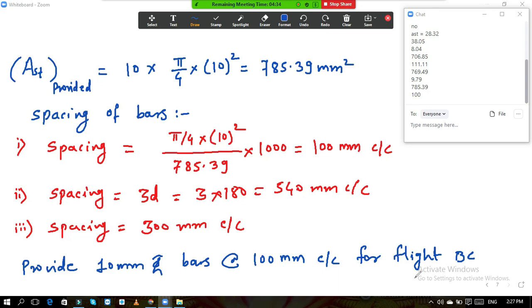For flight BC. Now this is the main steel. Now we have calculated the main steel of AB, CD, and also for BC. Now next is the distribution steel or minimum steel.